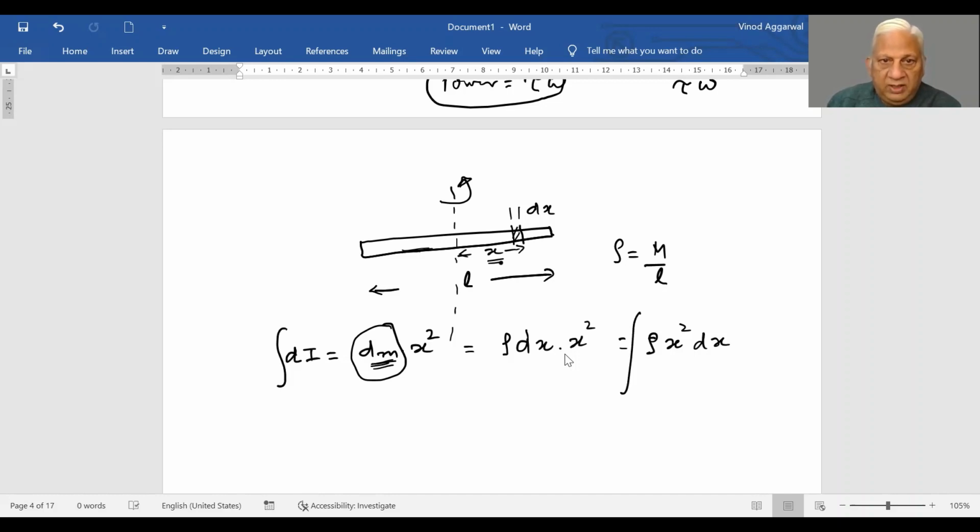Now if we want to find out the total moment of inertia, we have to integrate it over full length. x will go from this point, which is minus L by 2, to this point, which is plus L by 2. So it will go from minus L by 2 to plus L by 2. And rho is constant, and what we get is x cubed by 3, with x going from minus L by 2 to plus L by 2.